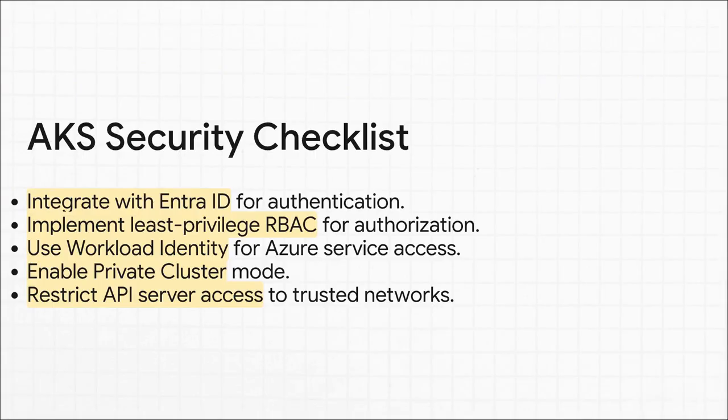Number 1, always integrate with Entra ID for authentication. 2, always implement least privilege RBAC. 3, always use workload identity, never secrets. 4, enable private cluster mode. And 5, restrict that API access to only your trusted networks. You follow this blueprint, I promise, you are building a very, very secure fortress.